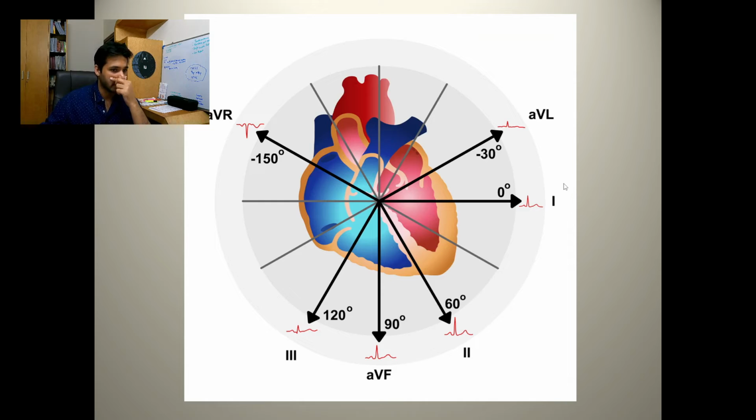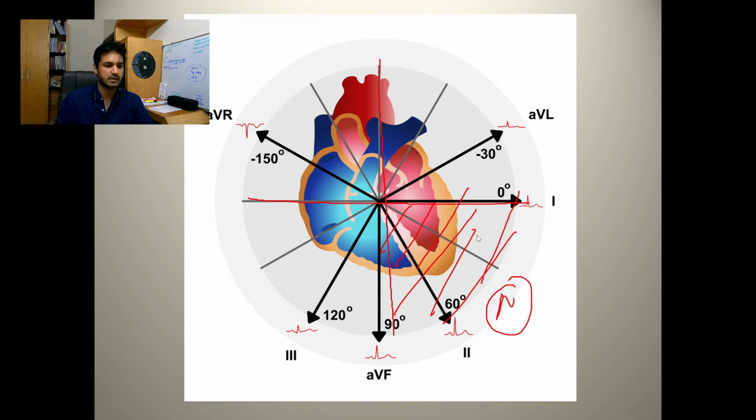All right, now coming back to our vectors again. This is really not important, 30 degrees, 60 degrees, 90 degrees, you don't have to know that. What you do have to know is axis. So when you draw a line, sort of like that, over here, this entire thing is normal axis. Over here, this is left axis, this is right axis, and this is northwestern axis.